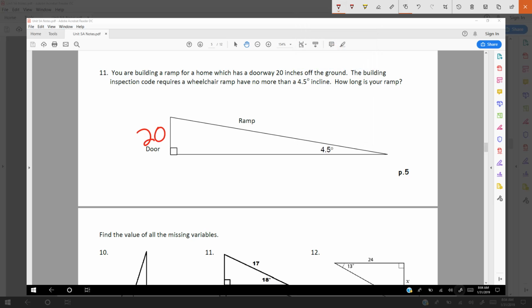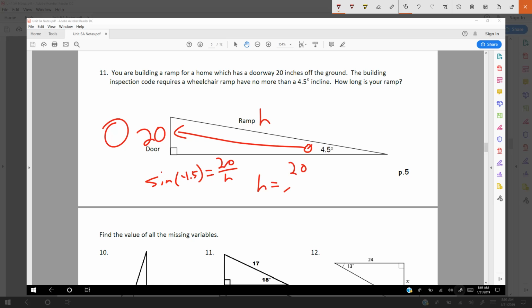And you have to have at least a 4.5 degree angle of inclination, which we'll talk about later. And so they gave us the one across, so that's the opposite, and we needed the hypotenuse. So sine equals opposite over hypotenuse. Sine of 4.5 equals 20 over h, my hypotenuse. Remember, we can switch those two, so h equals 20 divided by sine of 4.5.